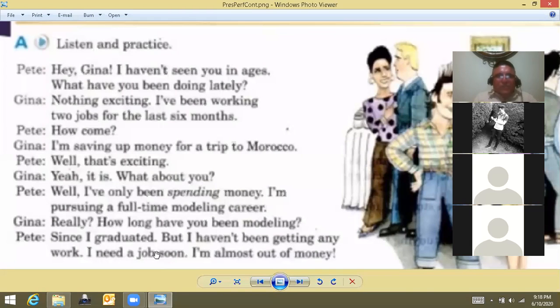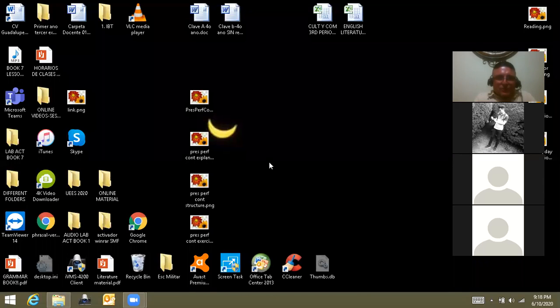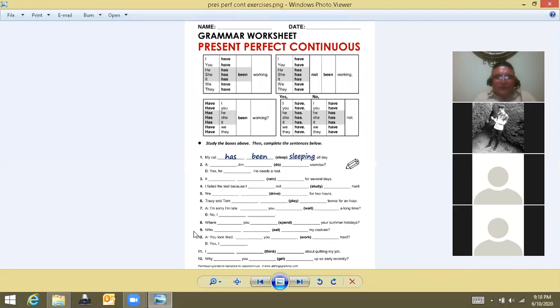Okay, any questions about this tense? No? All right. So we go with the first exercise. You can take a screenshot if you want to, but I will send you an image to the WhatsApp chat right now, because I want you to work in pairs.